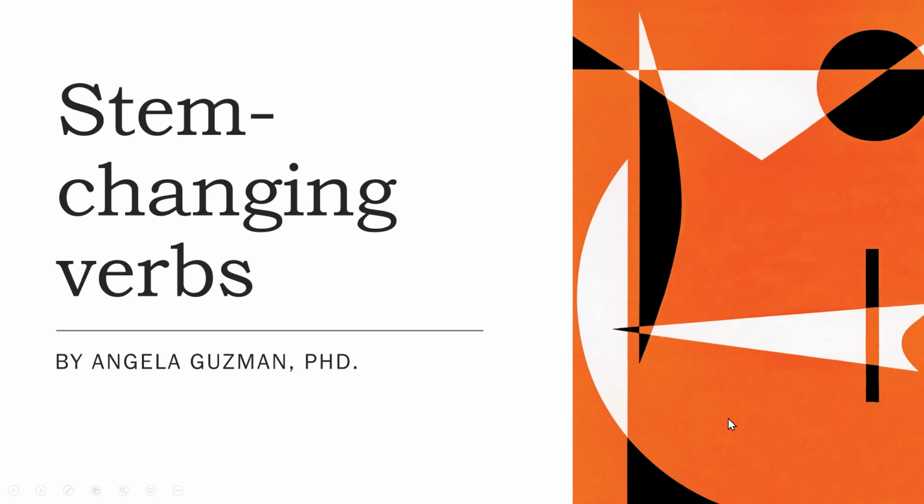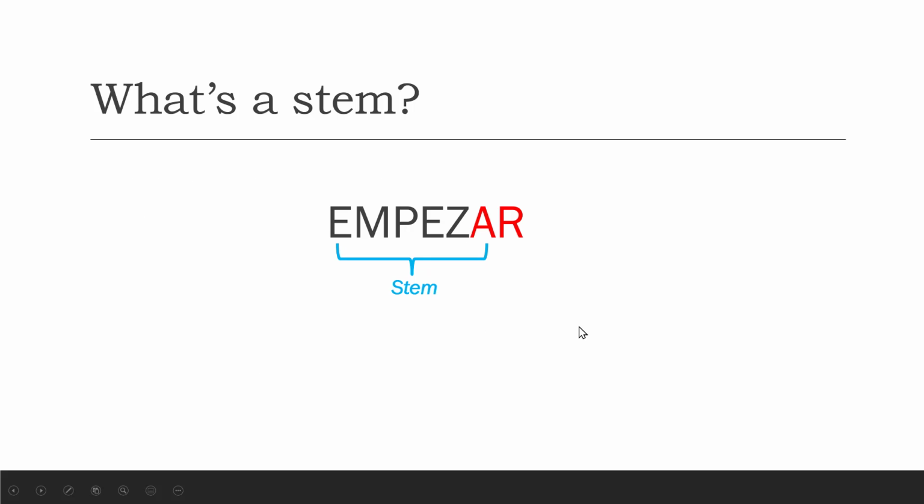In this tutorial, we're going to be talking about stem changing verbs. Stem changing. What is a stem? So as we know, the endings of the verbs in Spanish are AR, ER, and IR. Those are the endings. So anything that comes before the endings would be considered the stem.